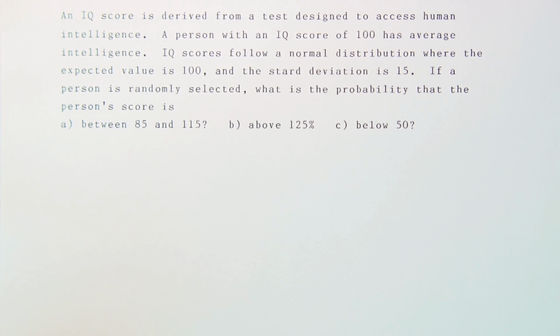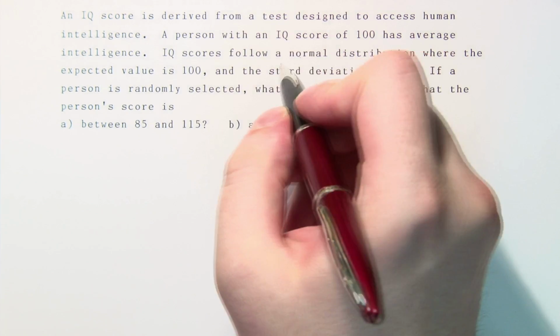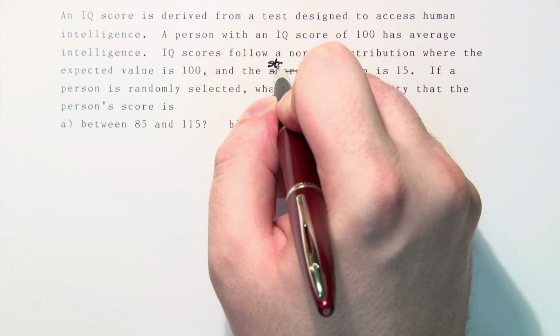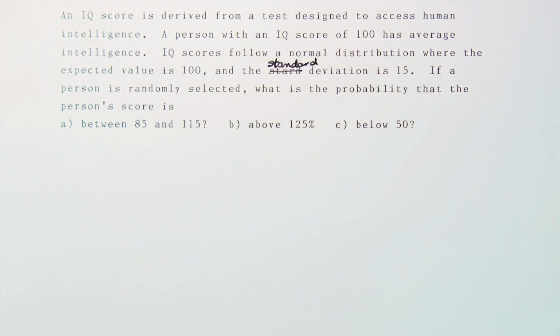An IQ score, or intelligence quotient, is derived from a test, usually administered by psychologists to human subjects to determine their intelligence. A person with an IQ score of 100 has average intelligence. An IQ score follows a normal distribution where the expected value is 100. So you expect an average person to have an IQ score of 100 with a standard deviation of 15. If a person is randomly selected, what is the probability that this person's IQ score is between 85 and 115?